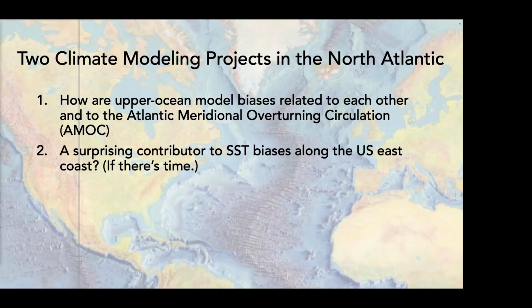We have good observations of stuff at the surface. We have much less in the AMOC. So the hope is that if you understand how the biases work in the upper ocean, maybe you can infer a little bit about the AMOC too. And then if I have time, I'm going to talk about another project, which is kind of related to biases, but it was a little surprise that came along, something else that might be contributing to model biases from a very unusual place.